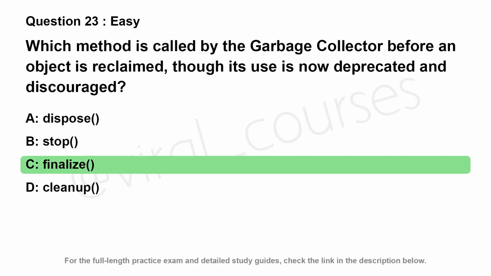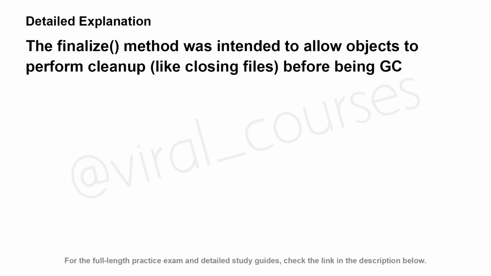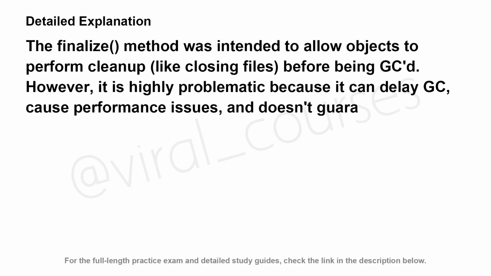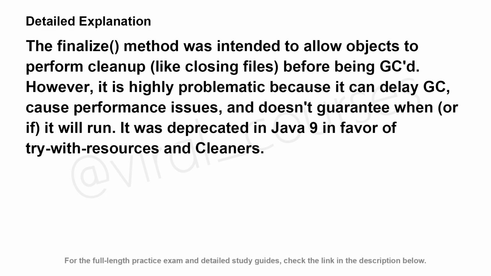The correct answer is C. The finalize method was intended to allow objects to perform cleanup, like closing files, before being garbage collected. However, it is highly problematic because it can delay GC, cause performance issues, and doesn't guarantee when, or if, it will run. It was deprecated in Java 9 in favor of try-with-resources and cleaners.